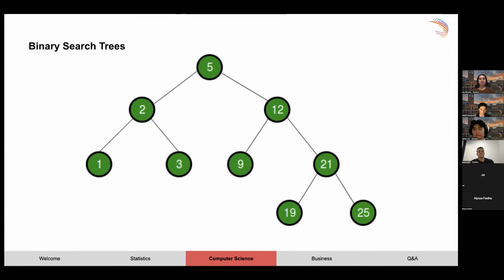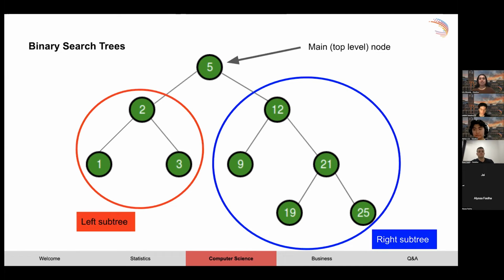So now just going through some important terminology, subtrees. So at the top in this example, 5 is our top level main node. The left subtree is all of the values on the left of 5, and the right subtree is all of the values on the right. An important characteristic of the left subtree is that they will always be less than the main node. So as you can see, 1, 2, 3 are all less than 5. And similarly, for the right tree, all of the values are greater than the main node. So 9, 12, 19, 21, 25 are all greater than 5.